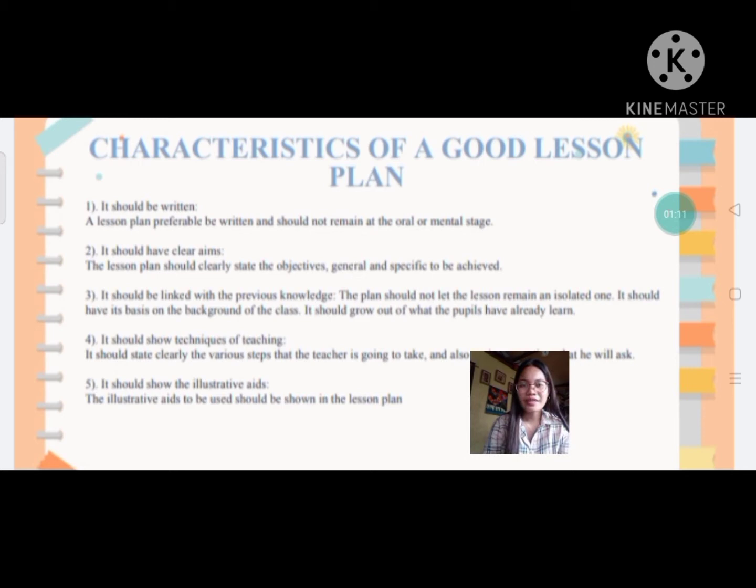Number 2, it should have clear aims. The lesson plan should clearly state the objectives, general and specific, to be achieved. Students need to be clear about what they are aiming to learn and which indicators and criteria are appropriate to evaluate progress and future learning. By having clear aims, it is easy for you to achieve your goals. Whatever your objectives in your lesson plan are, it should be focused on them. They should not keep changing; whatever your objectives are, that is what you focus on.